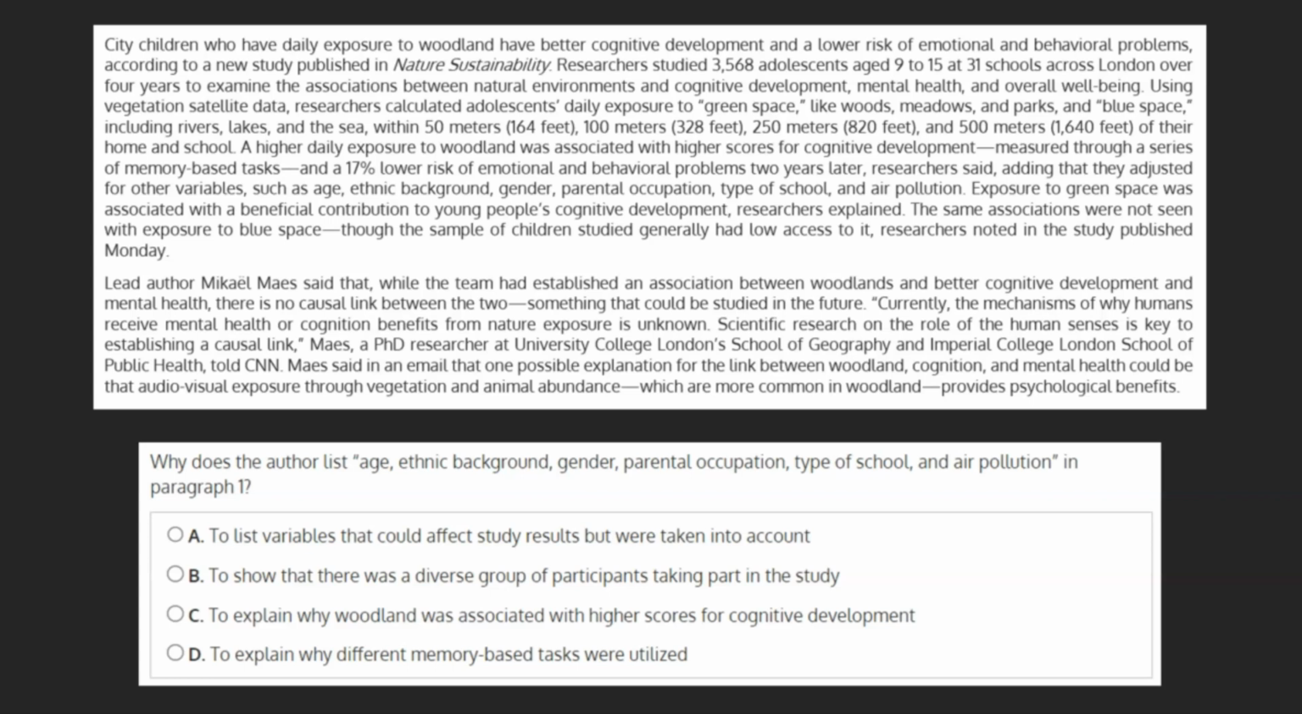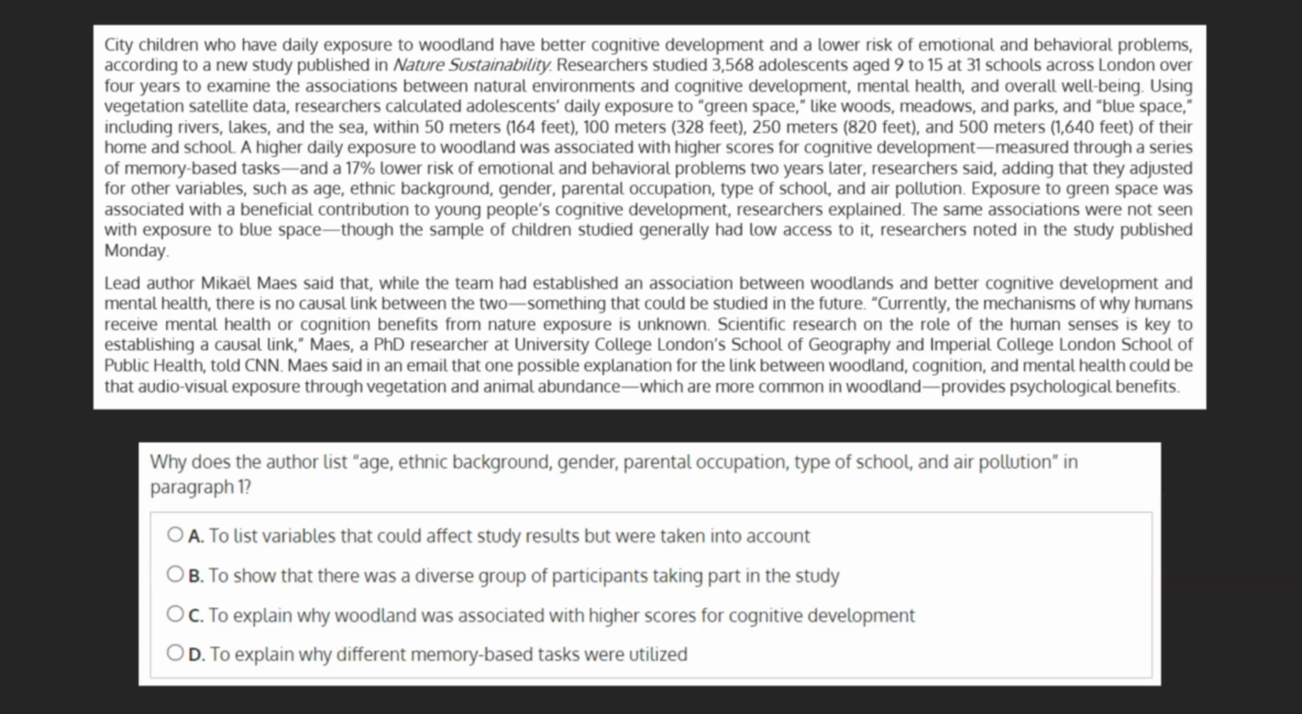Why does the author list age, ethnic background, gender, parental occupation, type of school, and air pollution in paragraph 1? A. To list variables that could affect study results but were taken into account. B. To show that there was a diverse group of participants taking part in the study. C. To explain why woodland was associated with higher scores for cognitive development. Or D. To explain why different memory-based tasks were utilized.